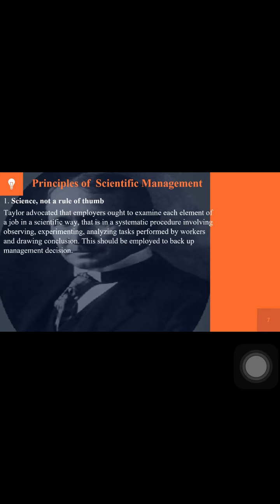What basically are the principles of scientific management? The first is science, not a rule of thumb. Taylor advocated that employers ought to examine each element of a job in a scientific way, that is, in a way that involves systematic procedures involving observing, experimenting, analyzing tasks performed by workers, and drawing conclusions on those. These should be employed to back up management decisions.